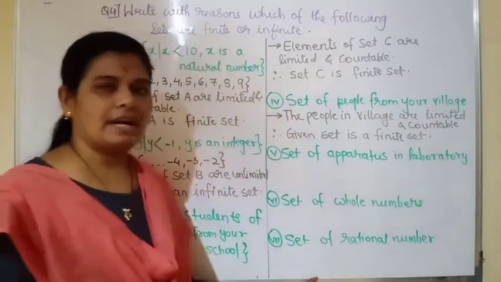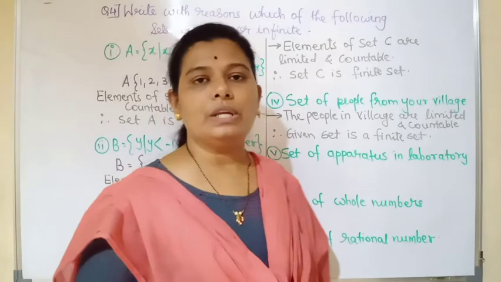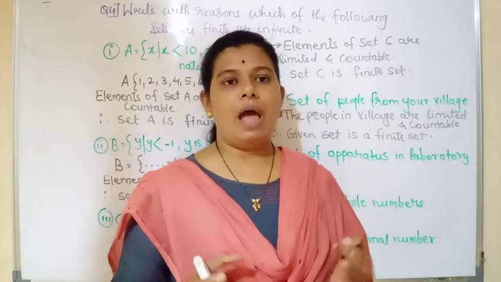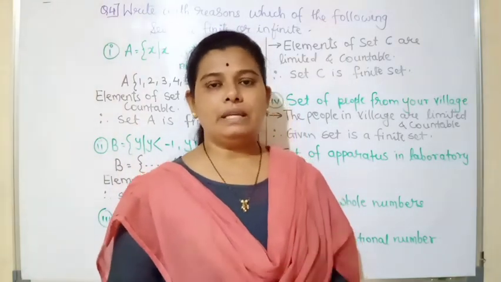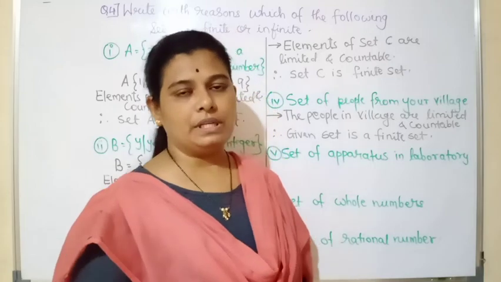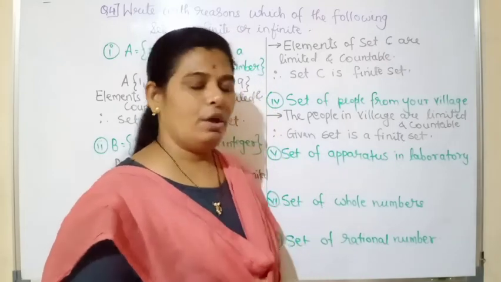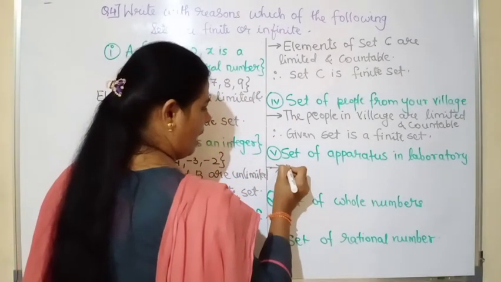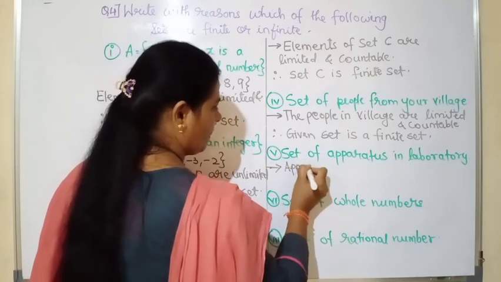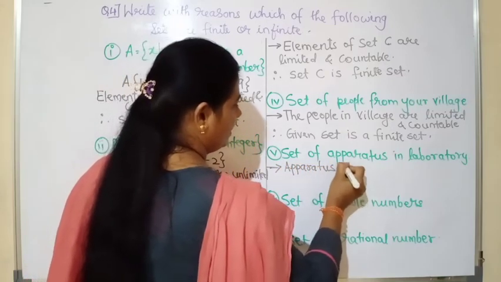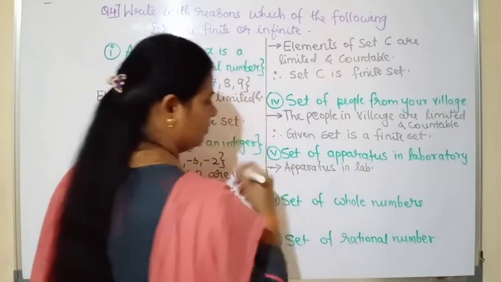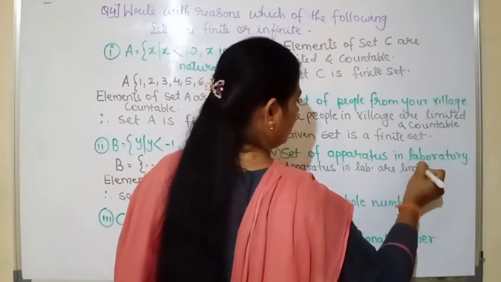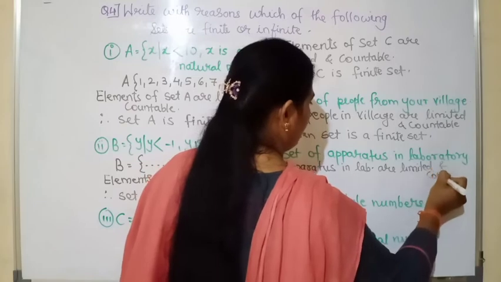Okay, the last three sets are there. That is the set of apparatus in your laboratory. In the school laboratory, all of you know that there are apparatus, and they are limited. Obviously, we can easily make a set of those apparatus in the laboratory. So it is limited, so it is a finite set. So we will write a reason also: the apparatus in the lab are limited and countable.